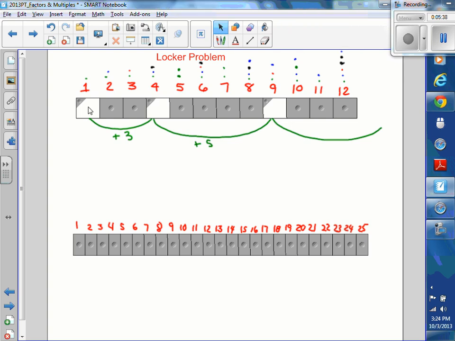No, actually, I think Peter's right. Five. What do you think is going to be here? Seven. So what do you think the next open locker would be? 16, maybe, right? We'll check in a minute. The next open one, maybe.